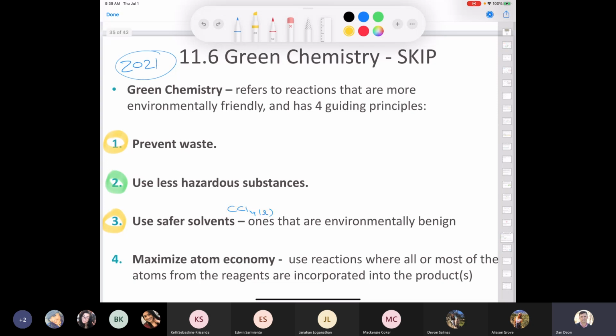And the last thing was developed by Barry Sharpless? No, Barry Trost. Yeah, so this was developed by Barry Trost, who again I think is still alive. I saw him give a presentation, but that was 20 years ago. I've actually seen him twice. But anyhow, Barry Trost developed the concept of what's called atom economy, and that is simply using reactions where all or most of the atoms from the reagents are put into the products.